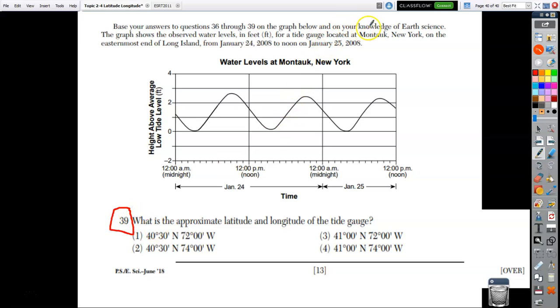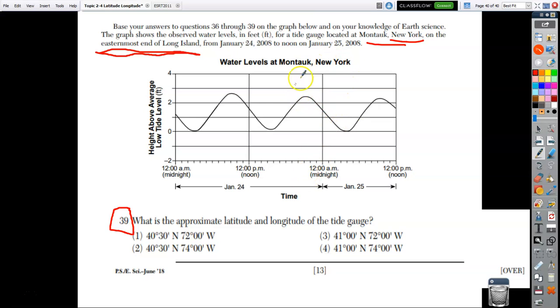On the graph below, and with your knowledge of Earth science, the graph shows observed water levels for a tide gauge located at Montauk, New York, on the easternmost end of Long Island, from January 24th, 2008 to noon, January 25th, 2008. So you're looking at ocean tides. Remember, every 12 and a half hours is your high tides, cyclic, right, it repeats.